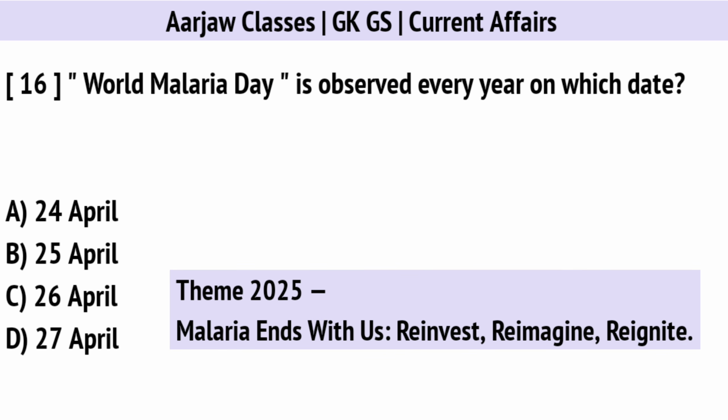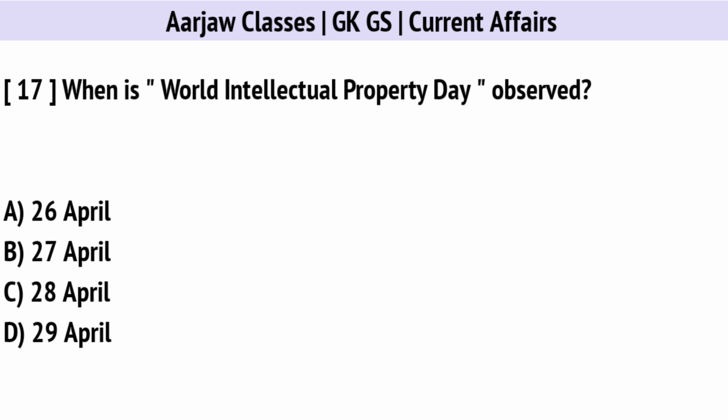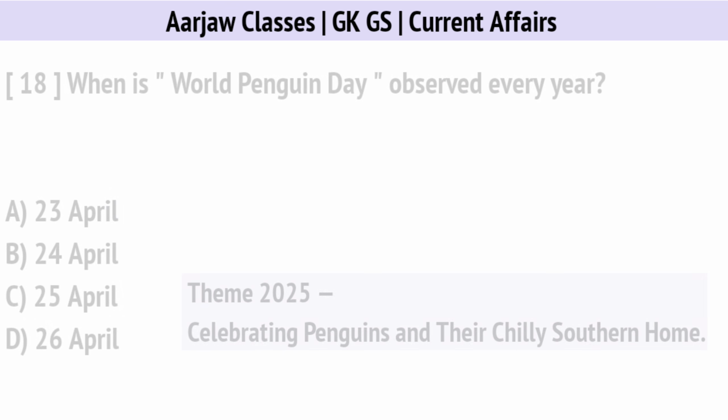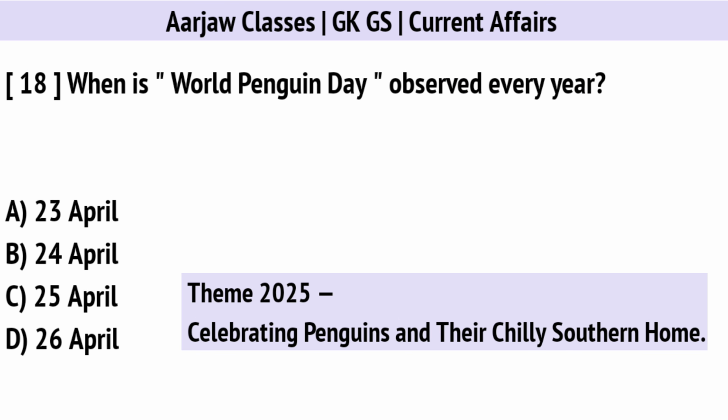World Malaria Day is observed every year on which date? Right option is B. 25th April. When is World Intellectual Property Day observed? Correct option is A. On 26th April. World Penguin Day observed every year on which date? Correct option is C. On 25th April.